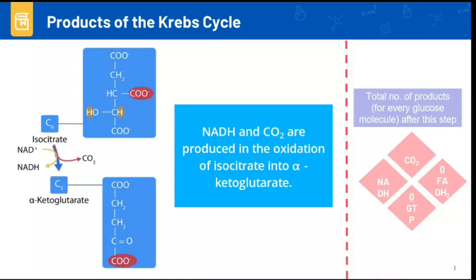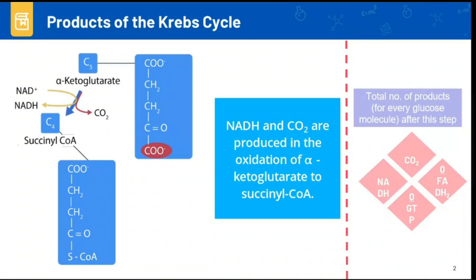For the next one, ito naman, the oxidation of your alpha-ketoglutarate to your succinyl coenzyme A. So ano yung na-produce dito? It's your carbon dioxide plus your NADH. So dalawang carbon dioxide, dalawang NADH. That's why ang total lang na carbon dioxide dito is 6, while your NADH is 6 na rin.